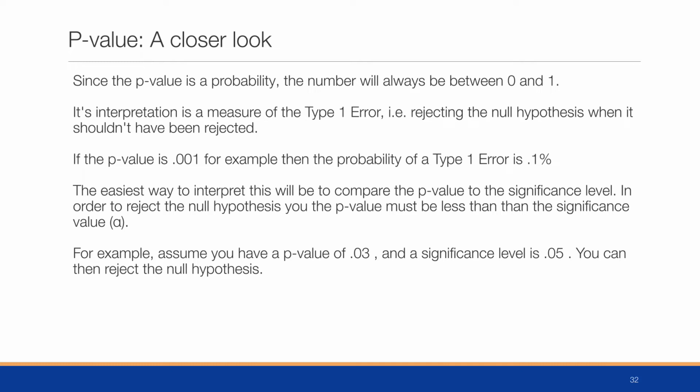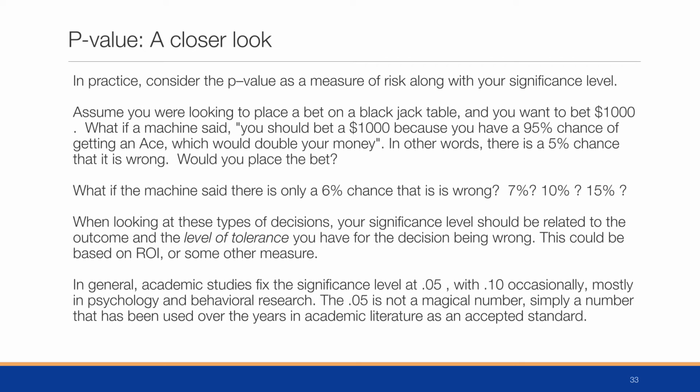The easiest way to interpret this would be to compare the p-value to the significance level. In order to reject the null hypothesis, the p-value must be less than the significance value of alpha, or alpha over 2 if that's what you're working with in a two-tailed test. For example, if you have a p-value of 0.03 and a significance level of 0.05, you can then reject the null hypothesis. Now, in practice, consider the p-value as a measure of risk along with your significance level.